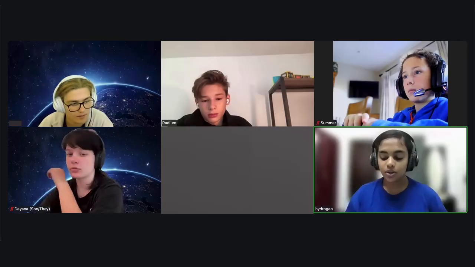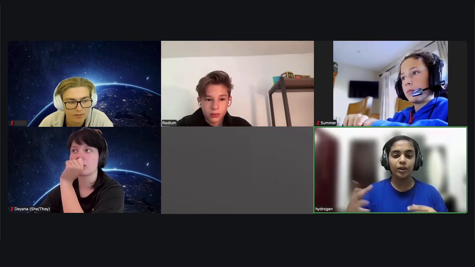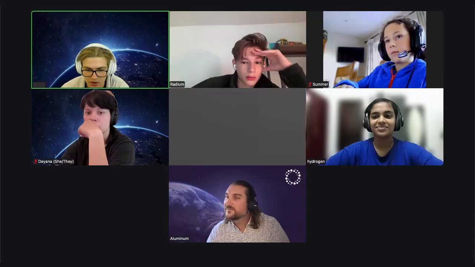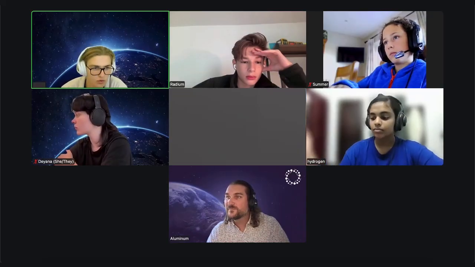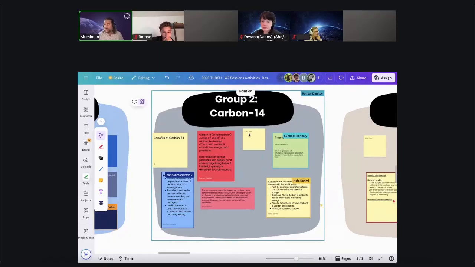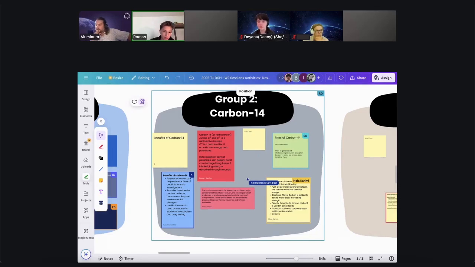So you'll have to research about the risks, benefits, and the common uses and the regulations about carbon-14. I think 14 is the isotope. So, is there anyone that wants to do what are the risks associated with the element? Somebody from group 2, the carbon crew. Let's hear a risk. Carbon-14 is the only radioactive carbon, unlike carbon-12 and carbon-13, and it's a beta emitter.